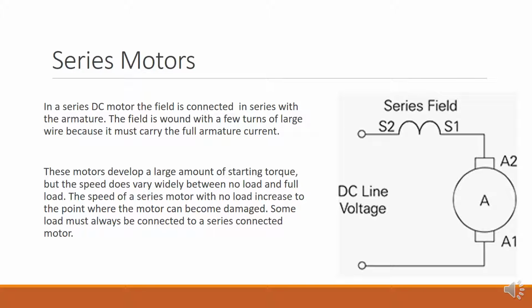In a series DC motor, the field is connected in series with the armature. The series motor develops a large amount of starting torque. However, speed varies widely between no load and full load. Series motors cannot be used when a constant speed is required under variations of load. Also, the speed of a series motor with no load increases to the point where the motor can become damaged. Some load must always be connected to a series-connected motor.